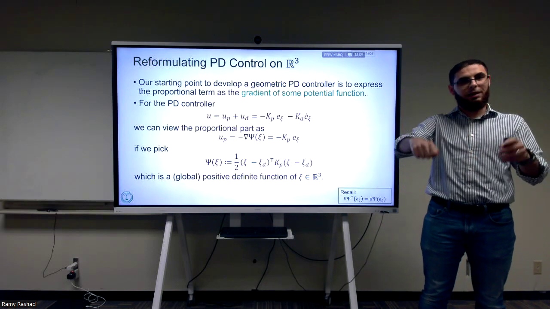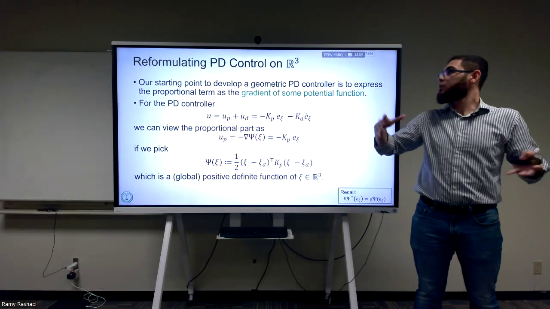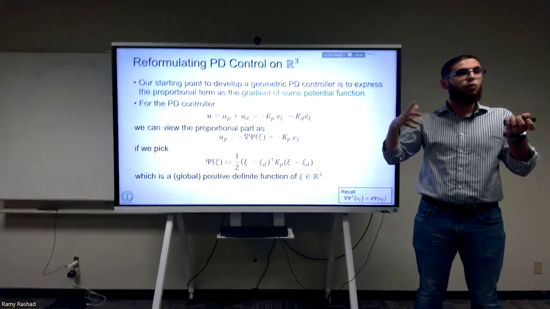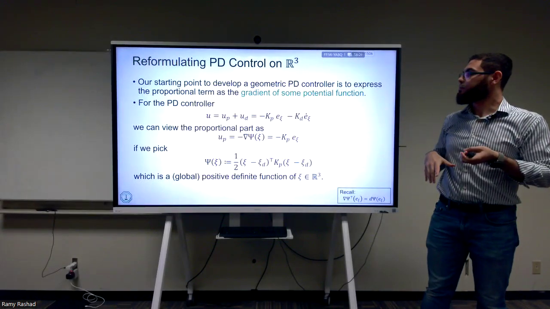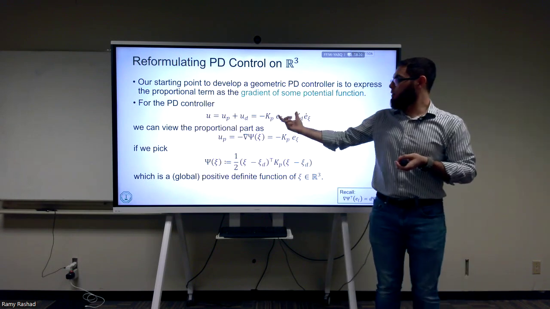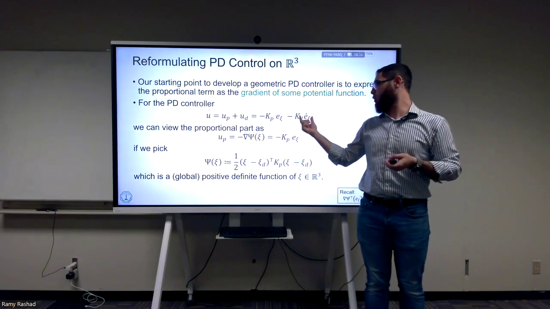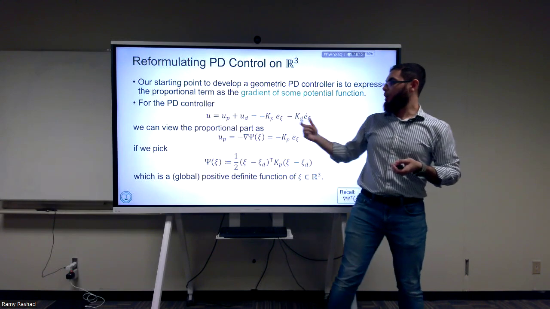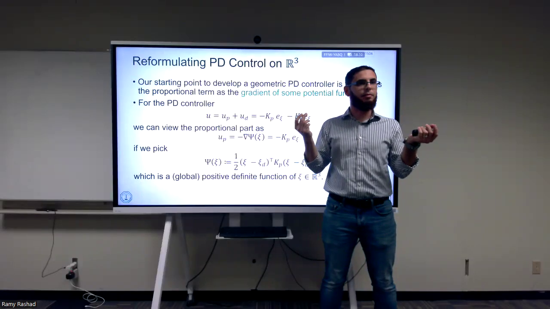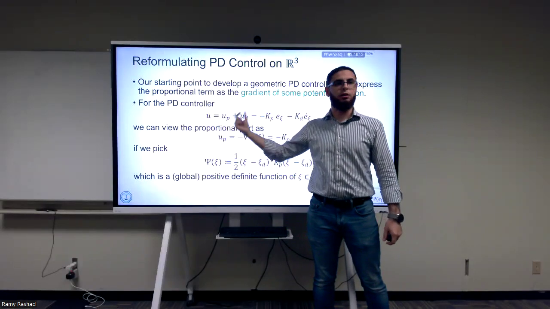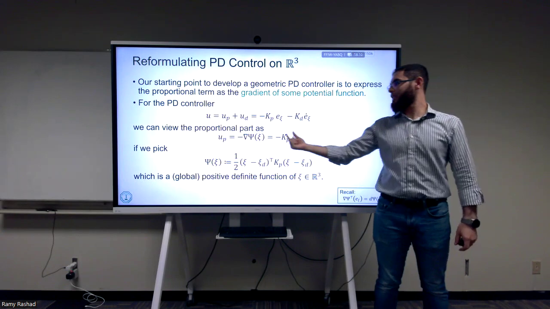We're still on R3, but we're going to be doing all of this preparation because this generalization of the PD control to R3 in this new language will allow us to extend, not easily, to the case where we have a manifold. So the proportional term and the derivative term, which in the case of R3 were given by minus Kp and the error and minus Kd and the error dot, are actually two terms separately, and we're going to be interpreting them differently. The first one, the proportional term, we can interpret as the gradient of some potential function psi.